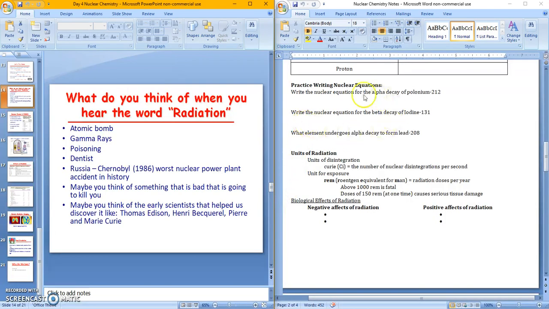Okay, now that you know how to write these nuclear equations, keep practicing of course, but we're going to look at some of the negative and positive effects of radiation. For a lot of people, radiation brings up a negative connotation. Atomic bombs, poisoning, Chernobyl. If you don't know what Chernobyl is, Google it. It was a horrible thing that happened. Maybe even the dentist, because they use X-rays or beta rays to take X-rays of your teeth. So sometimes we just focus on the negative. Lots of negative effects of radiation. But there are some positive things.